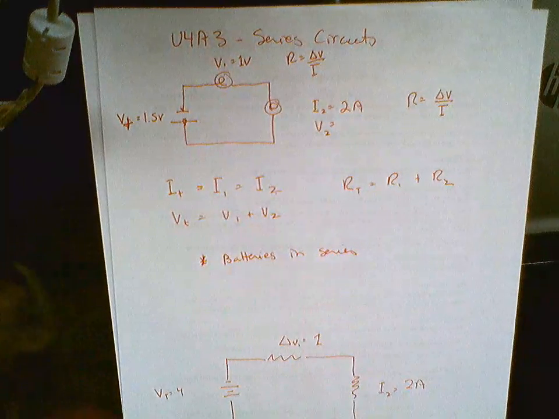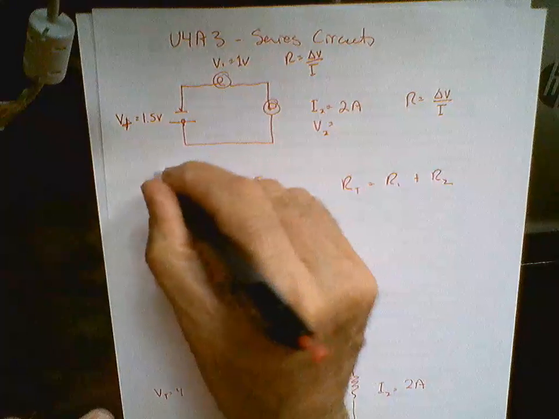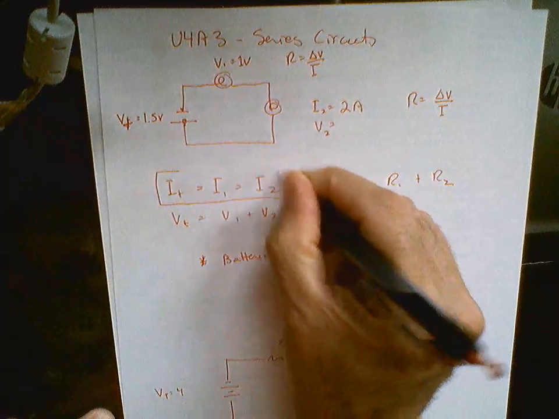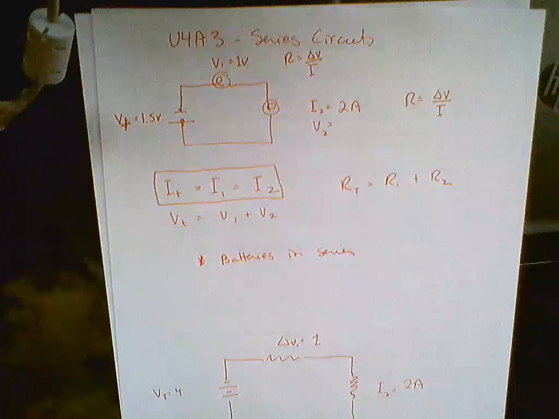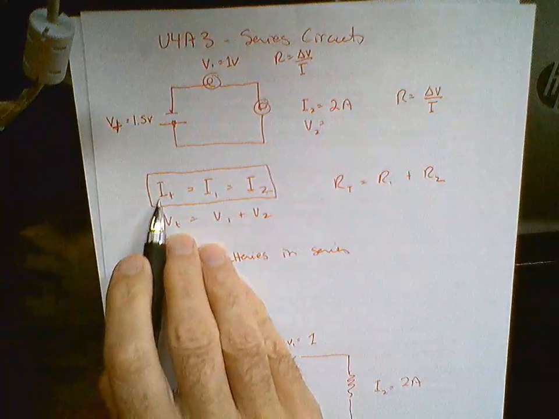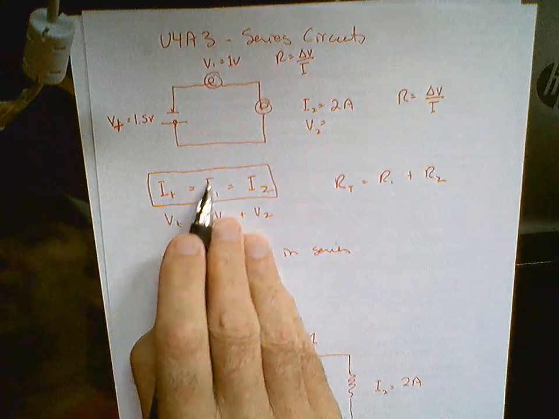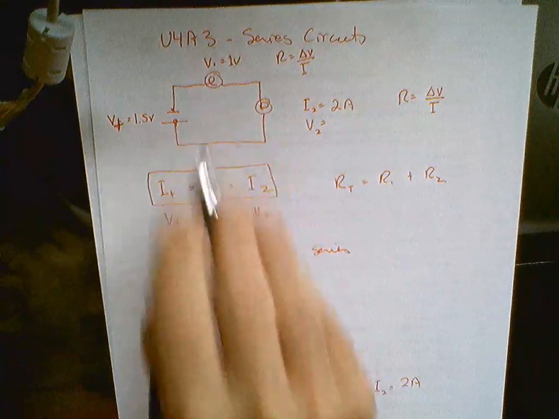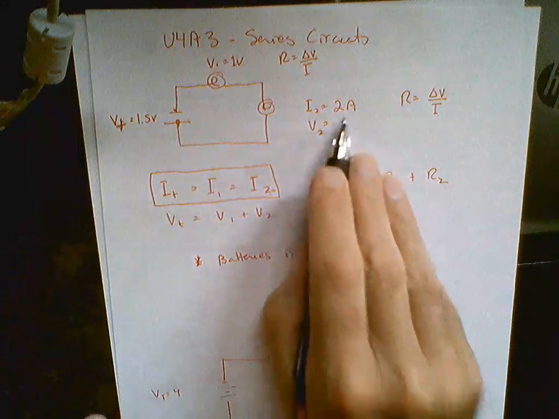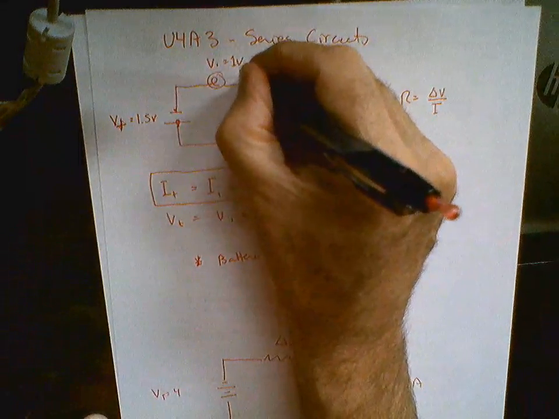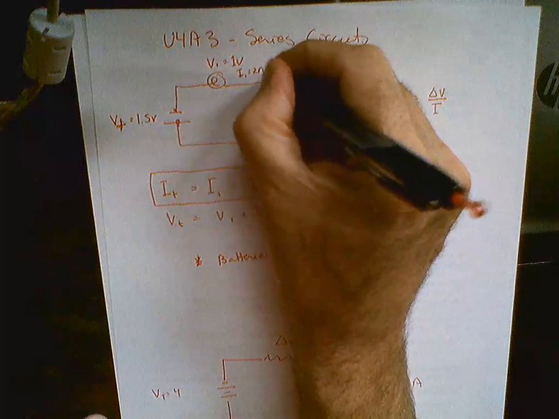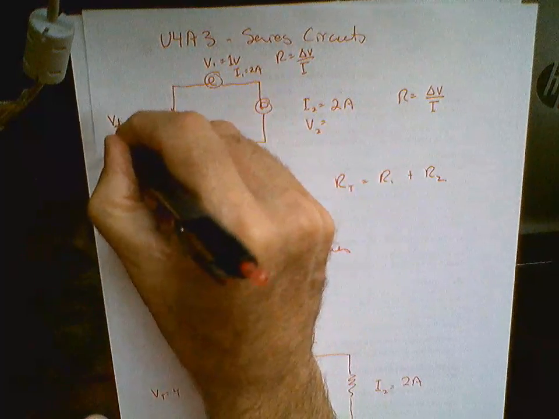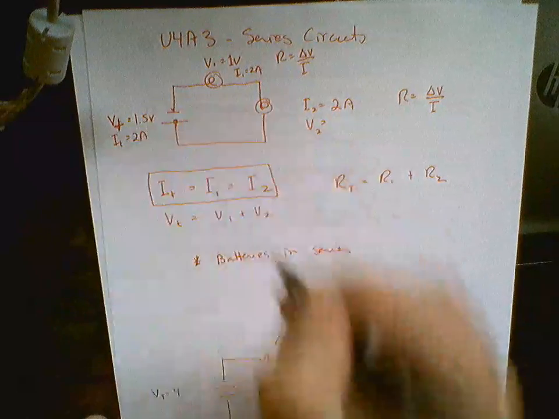2 amps. Now, rule number 1 in a series circuit is your current is the same everywhere. So if you have a current of 4 amps, that will be your current at number 1, and that will be your current at number 2. So if we have 2 amps here, we have 2 amps here, and we have 2 amps here.